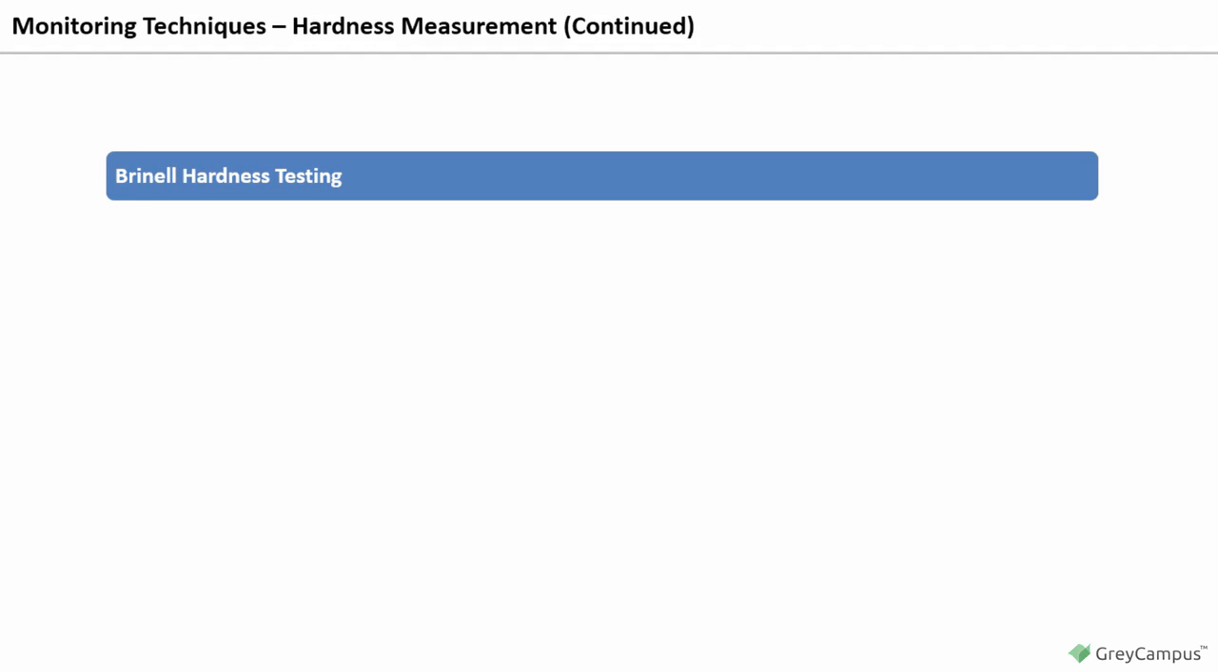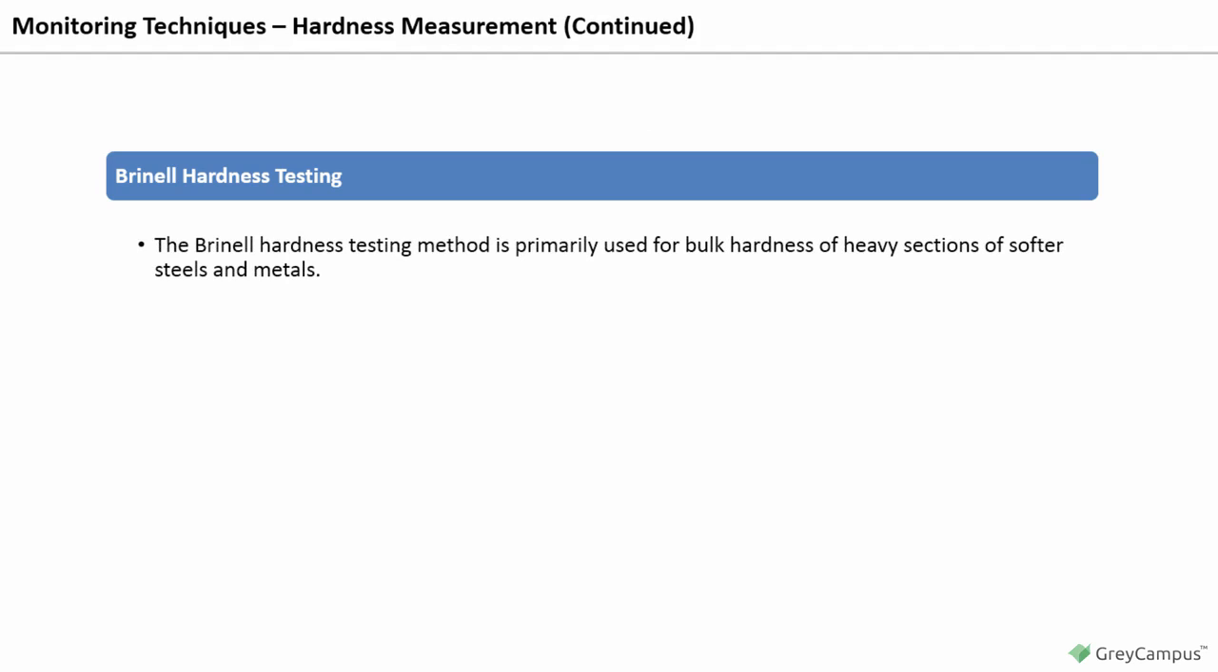Brinell hardness testing. The Brinell hardness testing method is primarily used for bulk hardness of heavy sections of softer steels and metals.